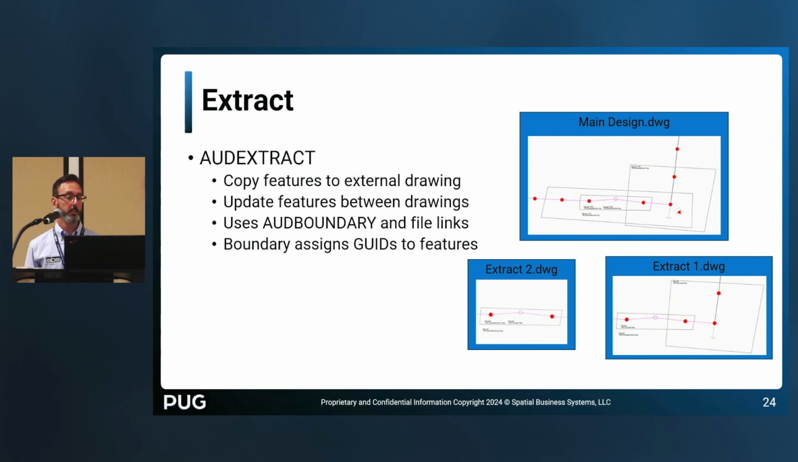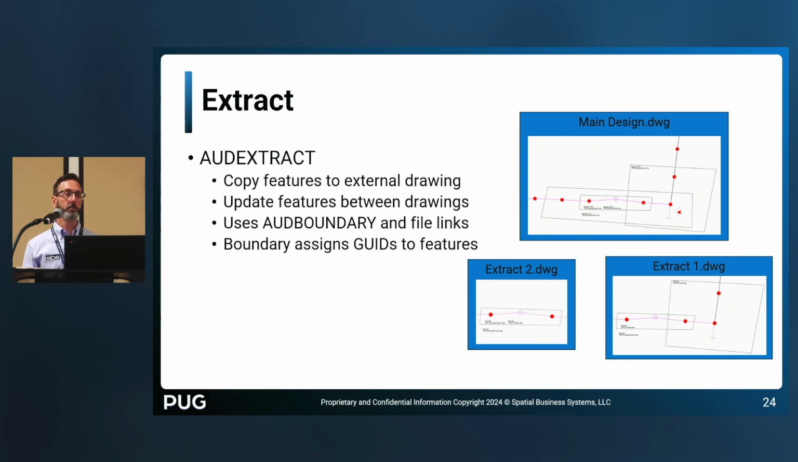So the AUD extract functionality essentially copies features to an external drawing, and then allows updating of the features between them. As I mentioned, it uses the boundary and file links, and it achieves this by the boundary tracking GUID values for those features that are associated to it. So when you associate features to a boundary, they are assigned a GUID, and that GUID is then used to track the identity of that feature across potentially multiple drawings.